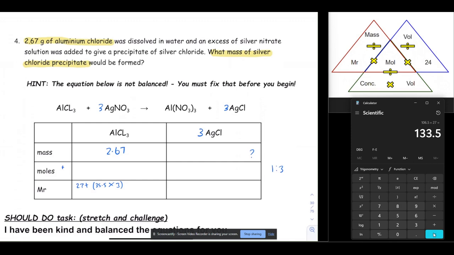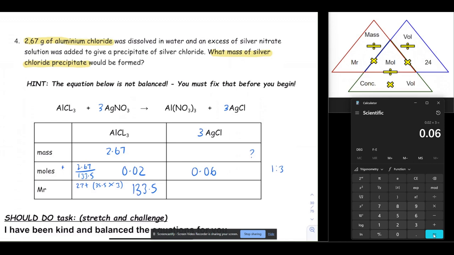That gives me 133.5. Therefore, 2.67 divided by 133.5, we know that because it's the mass divided by the MR gives us the moles. So 2.67 grams divided by 133.5 gives us 0.02 moles. Now, because of my 1 to 3 ratio, I must times this number of moles by 3. So I'll just times by 3, given my molar ratio, to make 0.06.